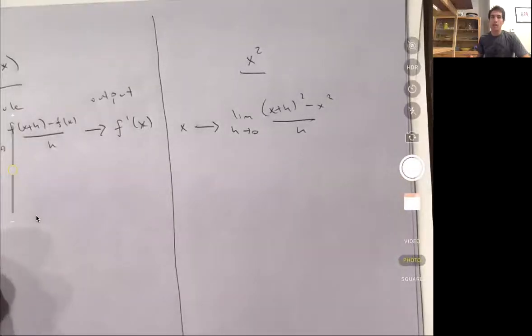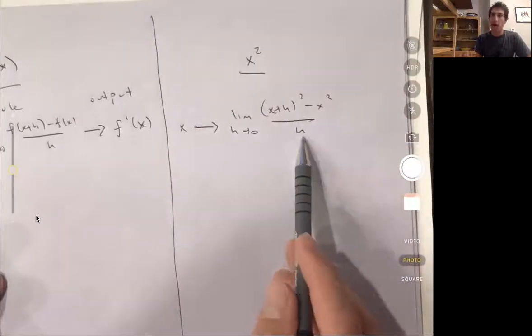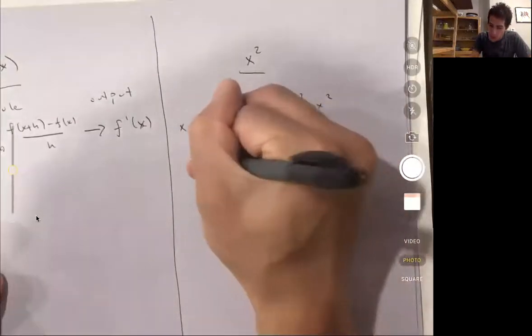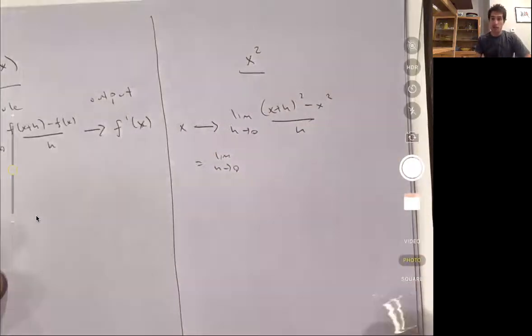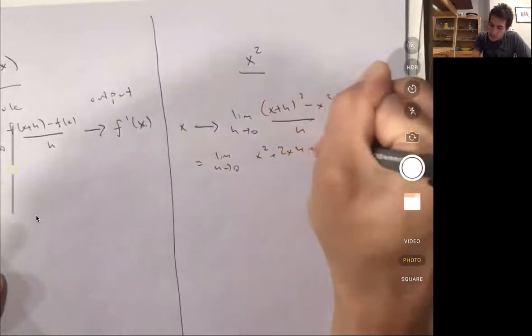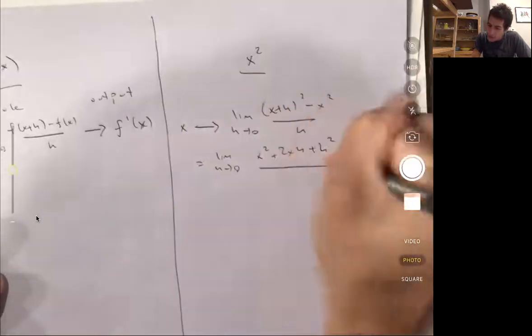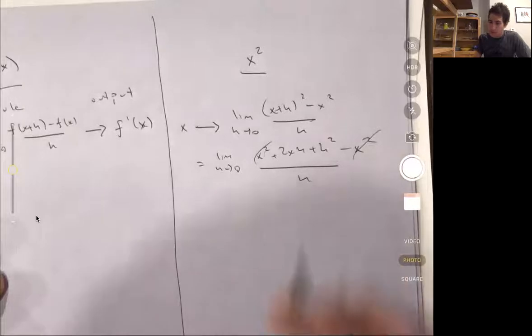And now we can use our limit calculation skills to actually evaluate this limit, right? So this is tending to 0 on top and 0 on the bottom, so I need to do some manipulation. So this is the limit as h goes to 0. Probably the best thing to do is expand this and try to simplify, right? So I get x squared plus 2xh plus h squared minus x squared over h. And so you see these x squareds cancel. And then there's a factor of h.